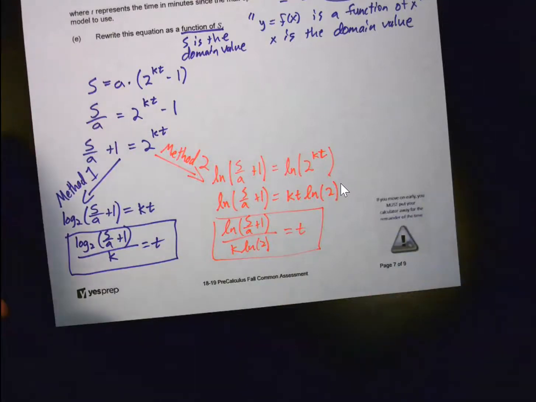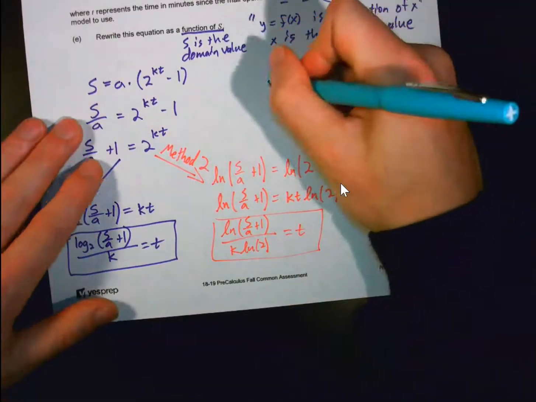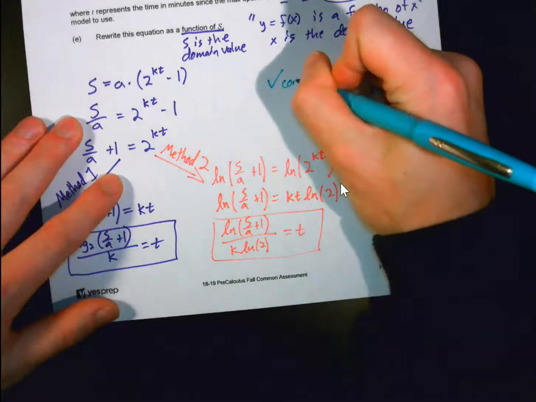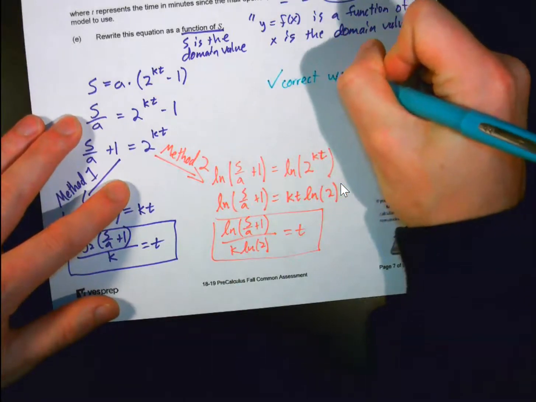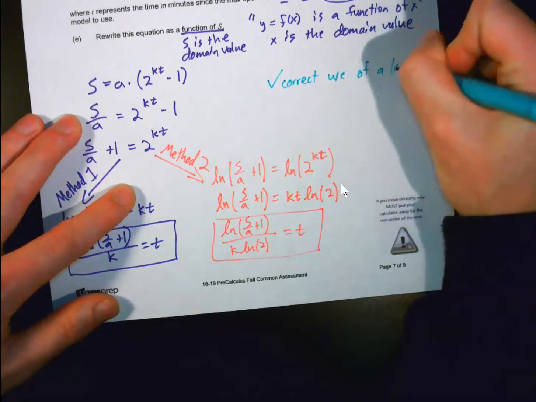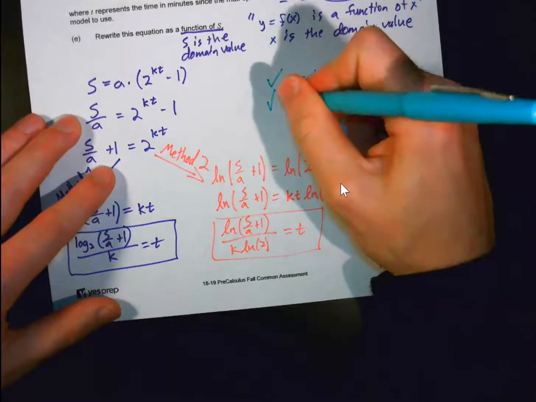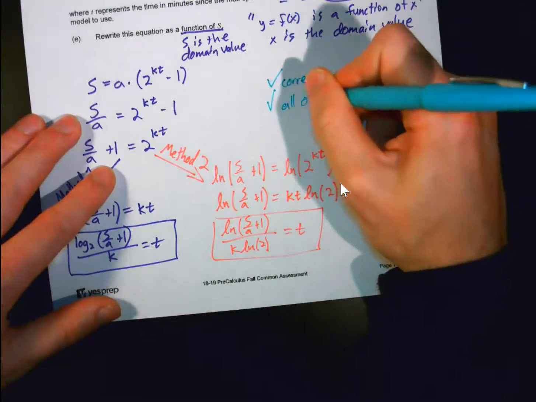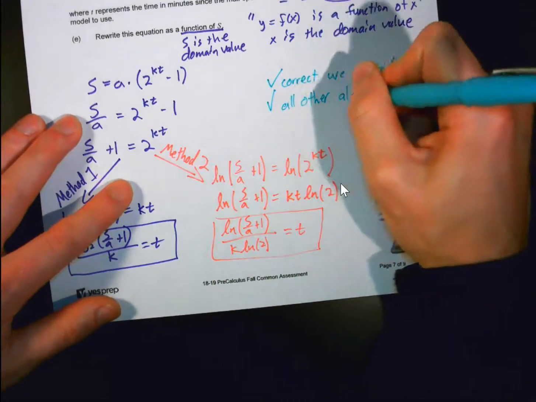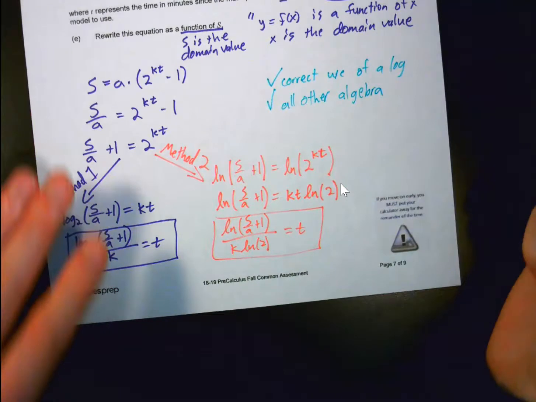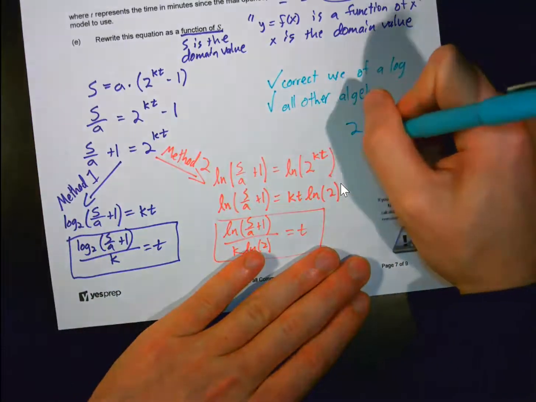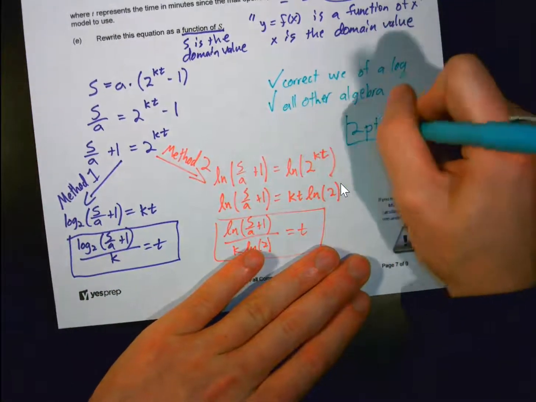And the way that points were awarded on this one, it was 1 point for correct use of a log to pull down the exponent on the 2 to the kt, and then another point for all other algebra. So if you had all the other algebra looking good, then you got your other point, for 2 points total on that problem.